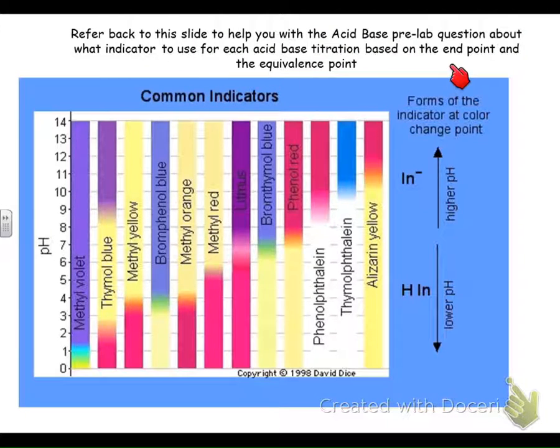So this slide is going to help you, as there are some pre-lab questions on your acid-base lab that ask you about endpoints and equivalence points for different titration curve equations. And so you'll want to reach back to this and look and see where the color is changing. That will tell you what the endpoint is based on the pH. So your pH is over here. Refer back to this slide, that will be helpful for you.